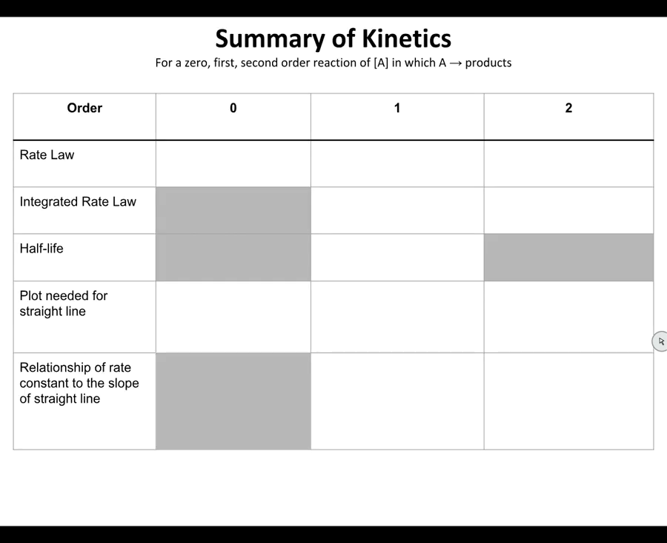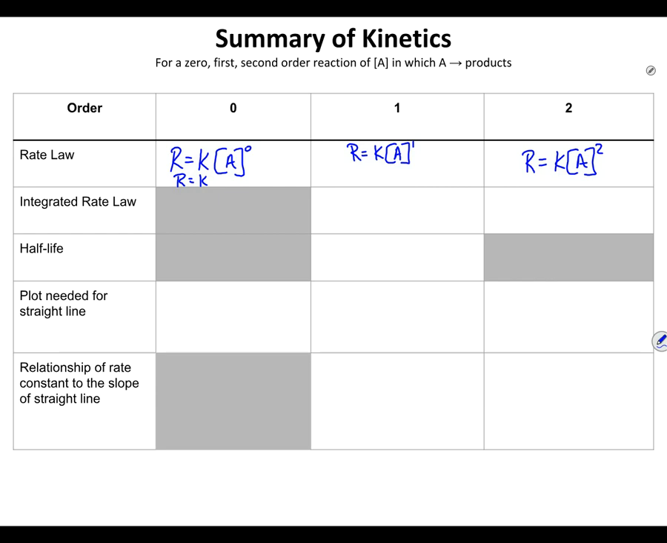Okay. So here's a little summary. We had lots of information on lots of different slides, so I thought it would be helpful to put things together here. Our basic rate law is going to be R equals K times the concentration of A to the 0 power, or we could just write R equals K. For first order, R equals K times the concentration of A to that first power. Again, we don't have to put that 1 there. And for second order, R equals K times the concentration of A to the second power.